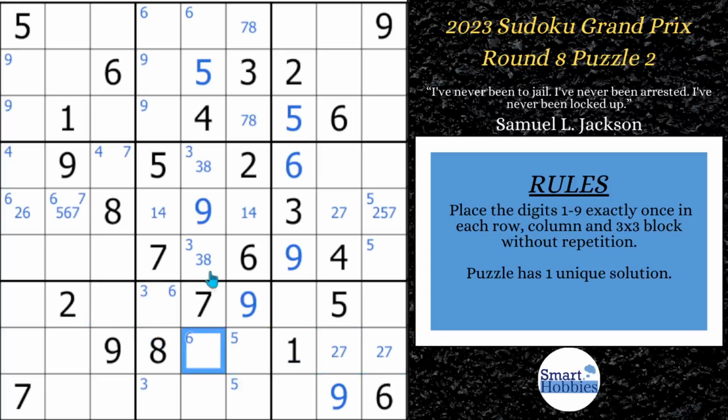So what could this cell be? Well, you notice it can't be a 1, it can't be a 2 because of those 2s, it can't be a 3 because of this 3 hidden pair, 4 or a 5, can't be a 7, 8, or a 9. This cell now has to be a naked single 6. Let me know in the comments if you did find this.